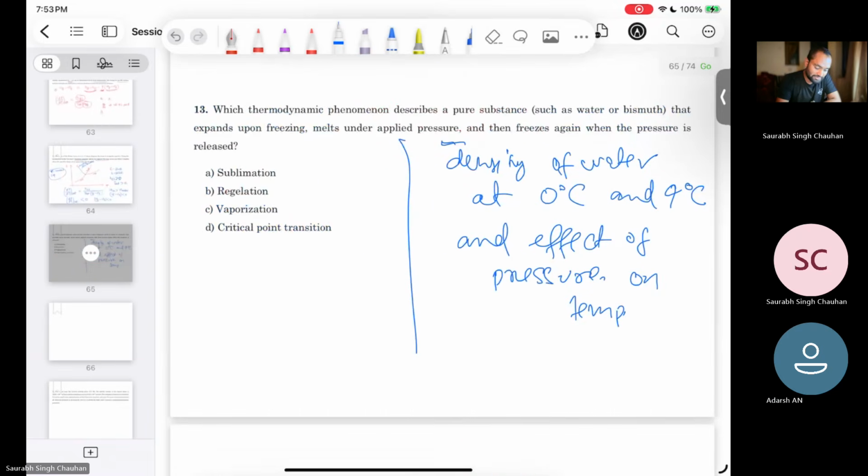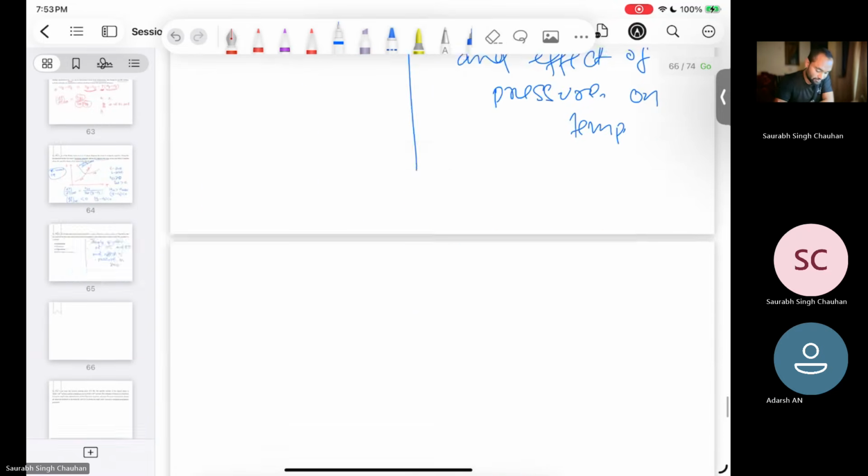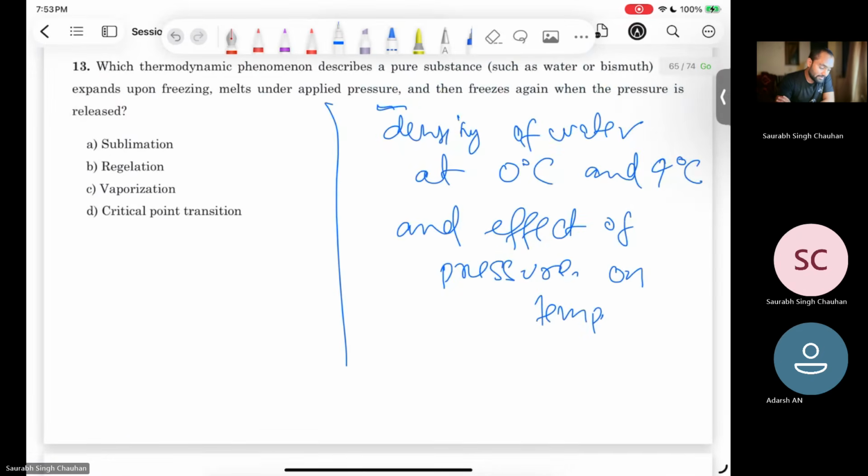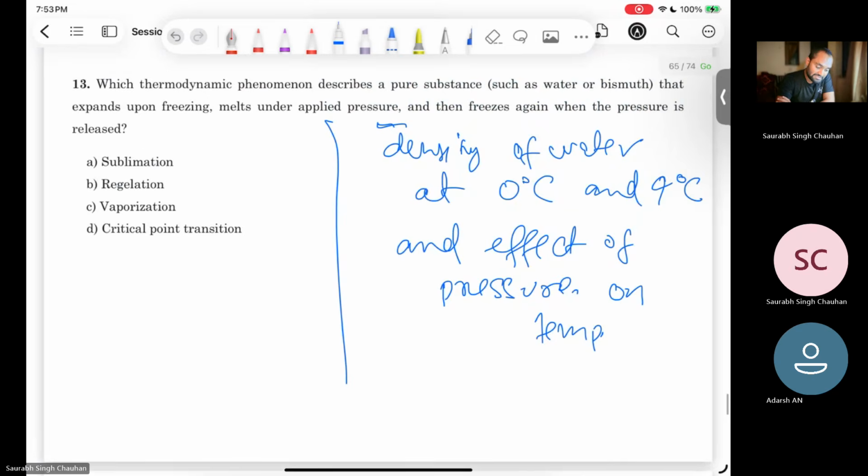Okay, sir. So let's quickly discuss the remaining problems. Otherwise, today also we will not be able to finish this. The thermodynamic phenomenon which describes a pure substance such as water or bismuth that expands upon freezing and melts under applied pressure, then freezes again when the pressure is released. So this is called what? Sublimation, regelation, vaporization, or critical point transition. So this is called regelation.